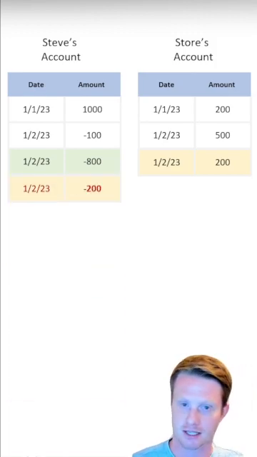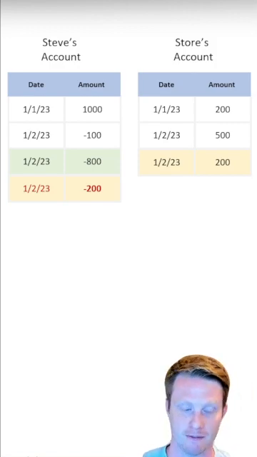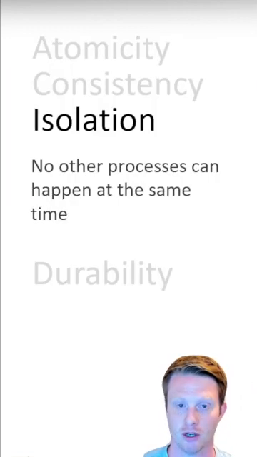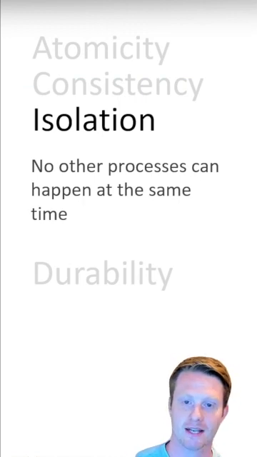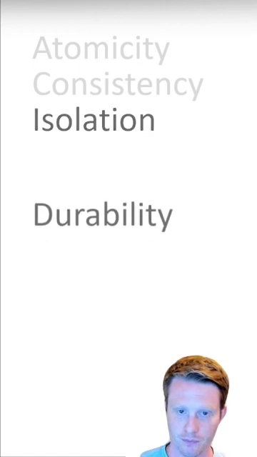This green one kind of slipped between the two transactions here. And this means I don't actually have enough to pay for this. So obviously this is a big issue. So no other processes, right? This has to be isolated from others, so they can't mess up things happening at the same time.